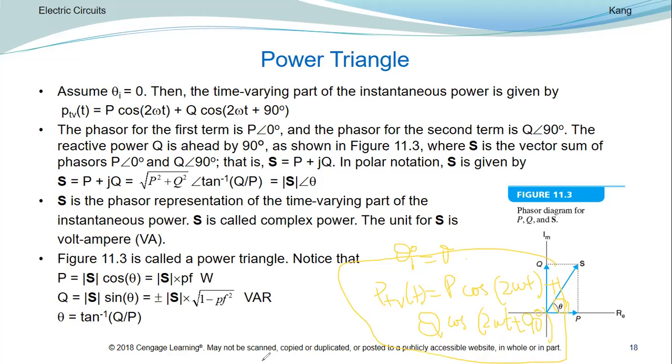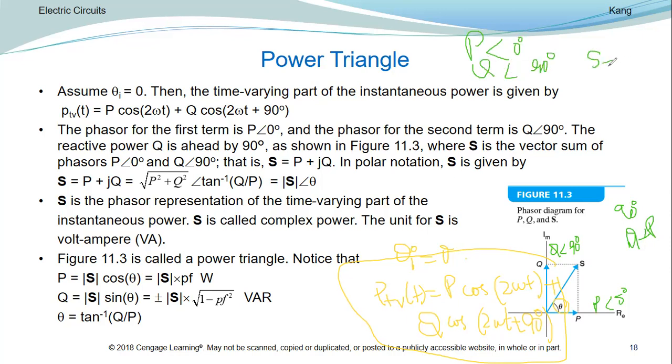Now moving towards the phasor. The phasor for the first term is P at angle 0 degree, and for Q it is at angle 90 degree. These are the two phasors which are used. The reactive power Q is ahead by 90 degree, meaning the reactive power Q is leading the power P by a 90 degree angle.